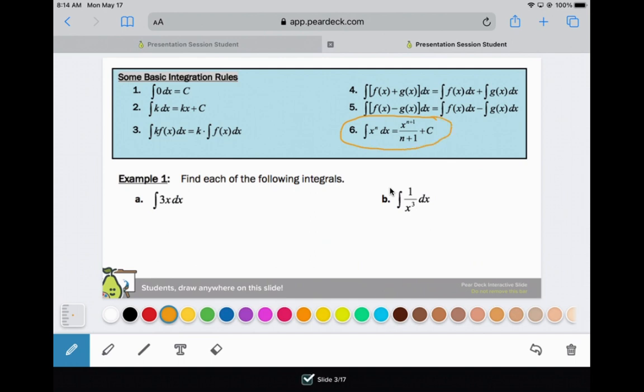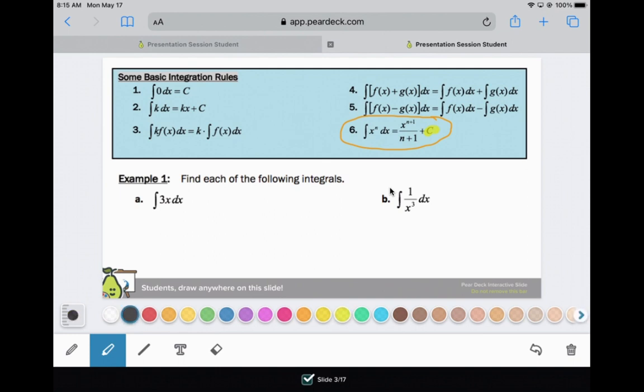We go backward. So this is the rule that you want to focus on. It's going to be n plus 1 instead of n minus 1. And remember how we multiplied by the exponent? Now we're going to divide by it. So it's the opposite. We do it in reverse order. And one thing you want to pay attention to is the plus c. Okay? So I'm going to do this example.